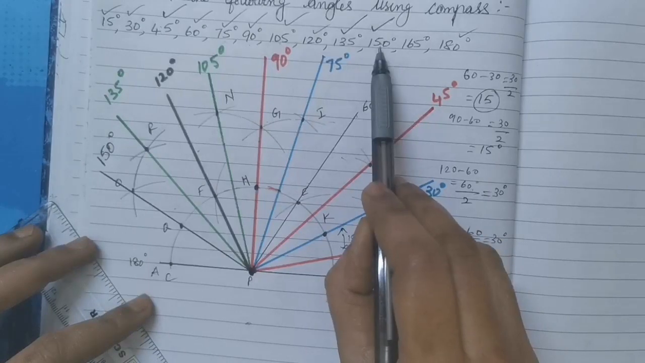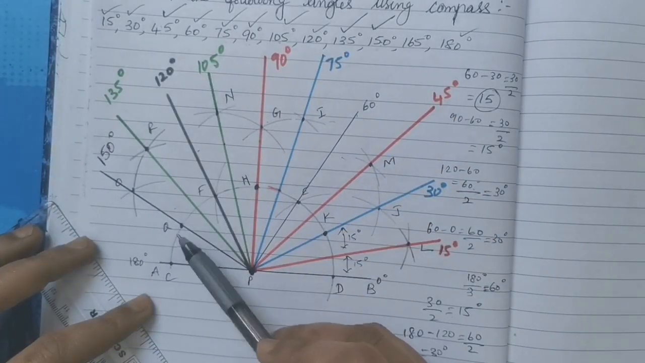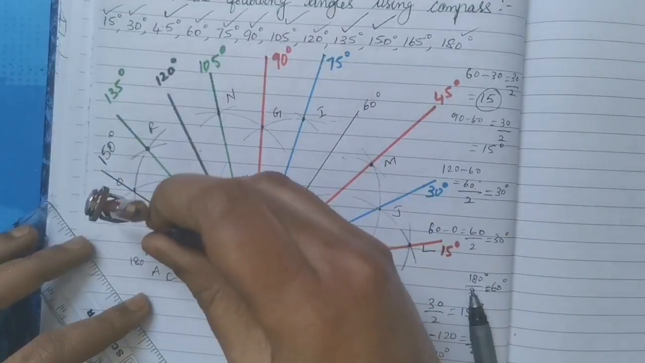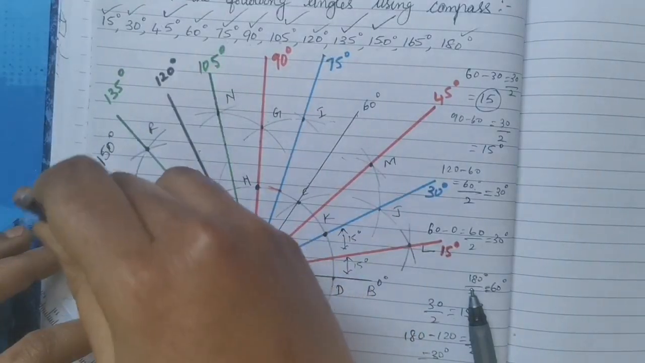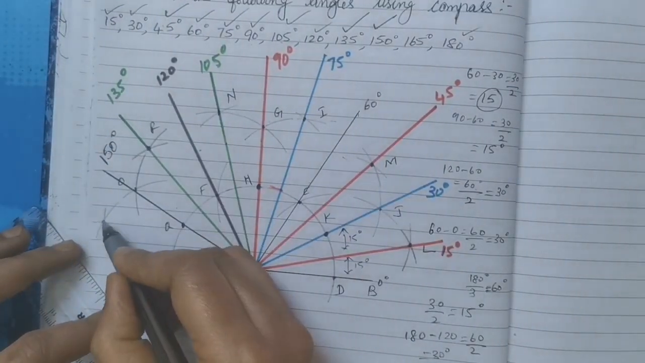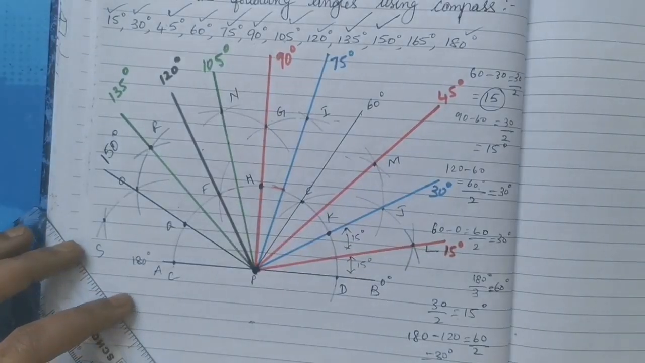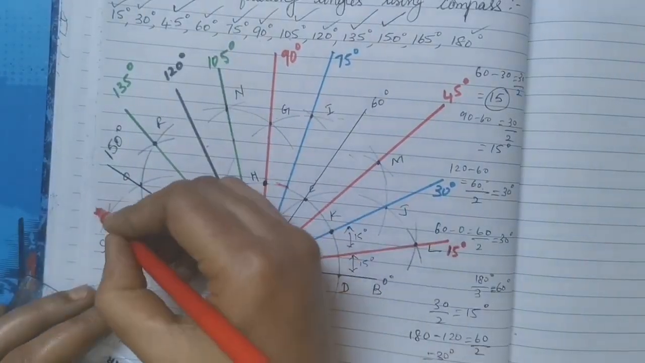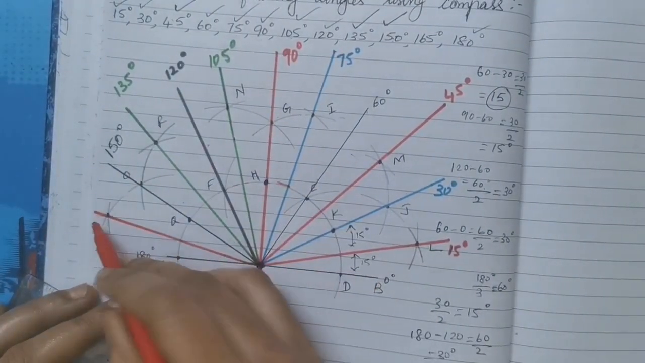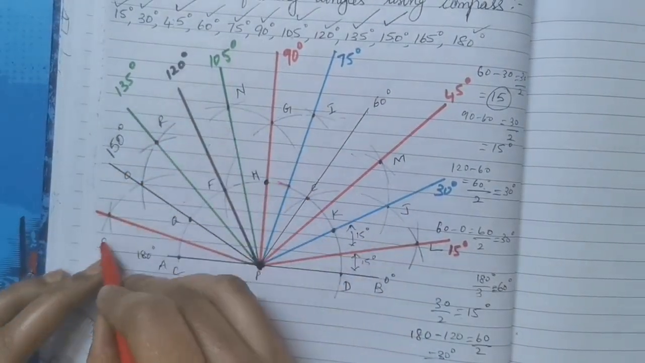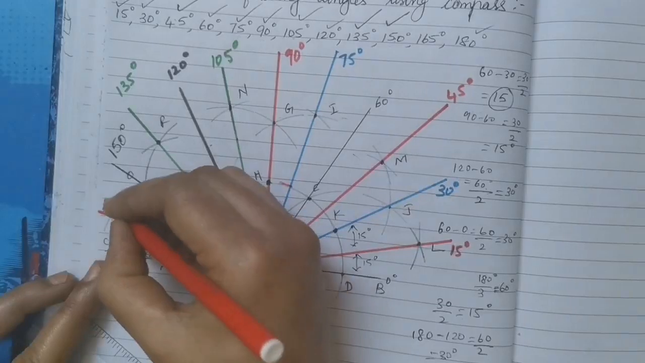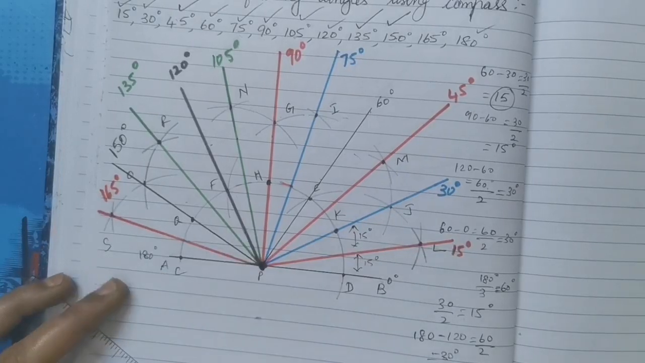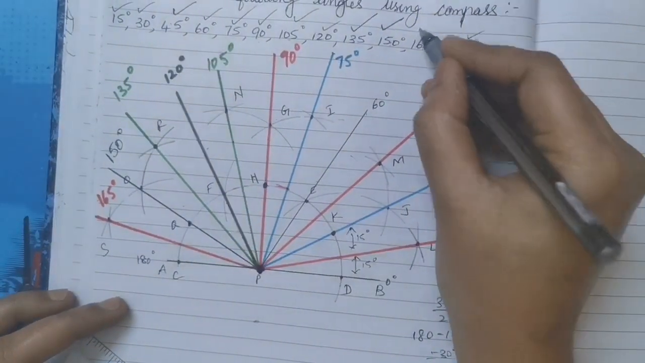So now we will bisect the arc between 150 degree and 180 degree. So from Q, I mark an arc, and from C, I mark another arc. The two arcs meet at a point S. So here when I join my line, the angle formed, BPS, is 165 degree. So this is the 165 degree line. So 165 degree is also done.